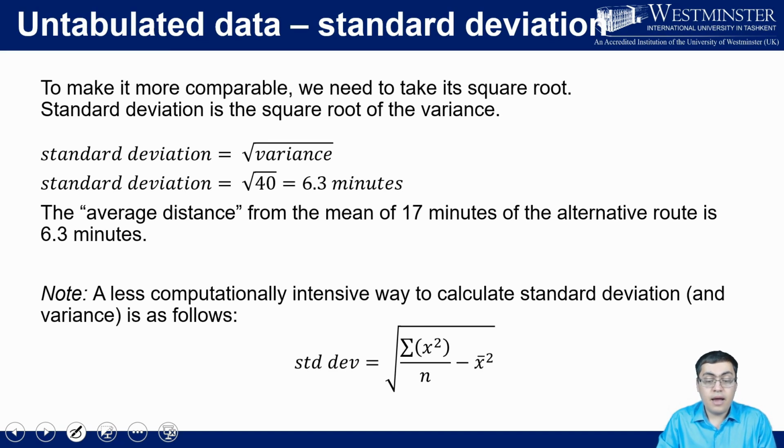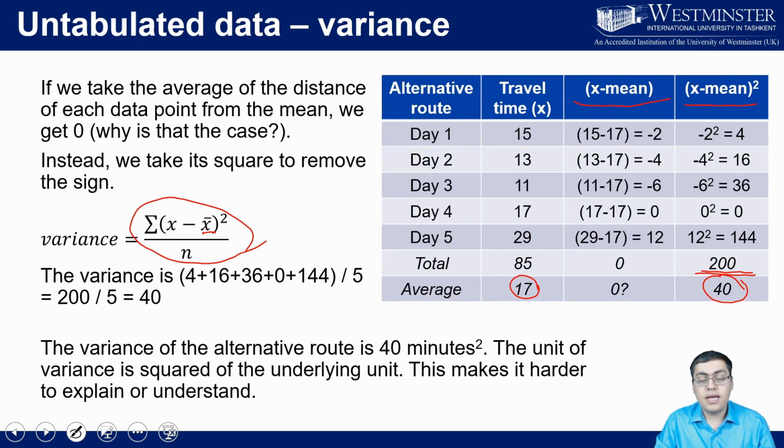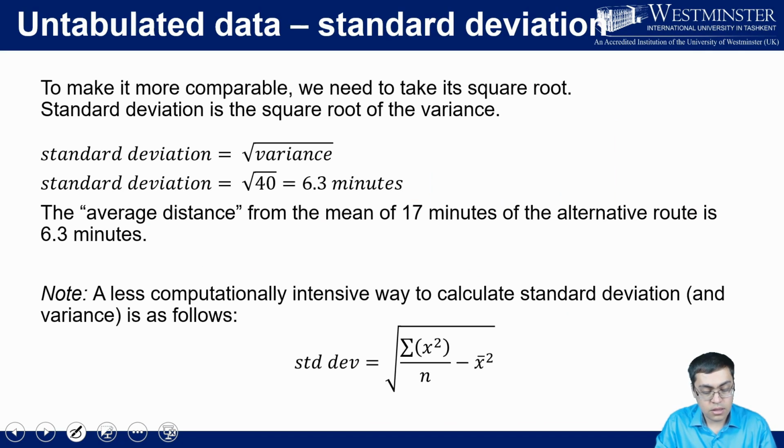Now, 6.3 minutes, you can interpret it as the average distance from the mean. Although it's technically not that, it is a good way of trying to grasp what standard deviation is. So in this case, the average distance from the mean of these typical routes was 6.3 minutes. Note that the formula I showed you also works, but there is actually a less computationally intensive calculation formula, and that is given by this one over here.